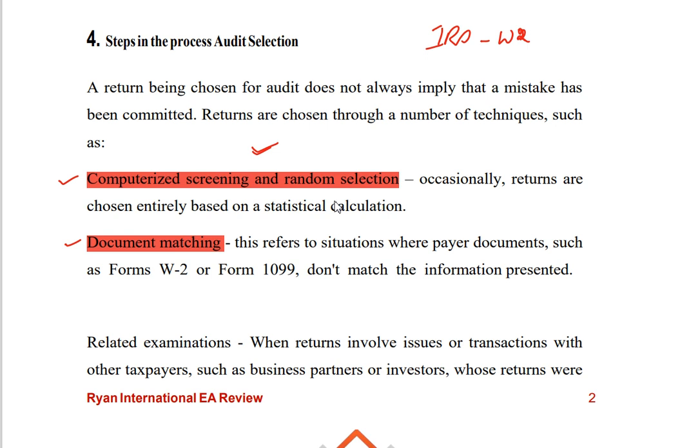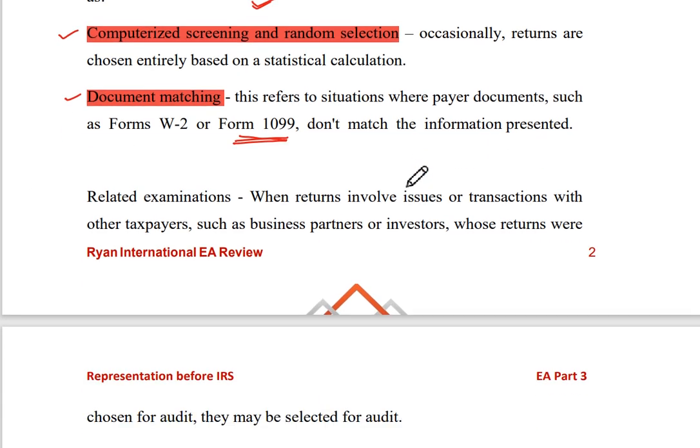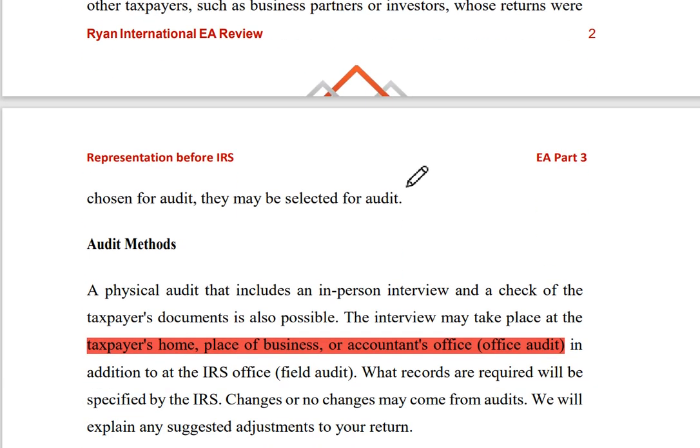If a return is selected for an audit, it doesn't always mean there is a problem. There could be instances where the taxpayer has filed everything correctly and there was a mistake in the W-2. Maybe there could be other problems. Or if you're an independent contractor, then you file something called a 1099. If the figures are not matching with the documents the IRS already has and the taxpayer's filing data, of course the return could be subject to an examination.